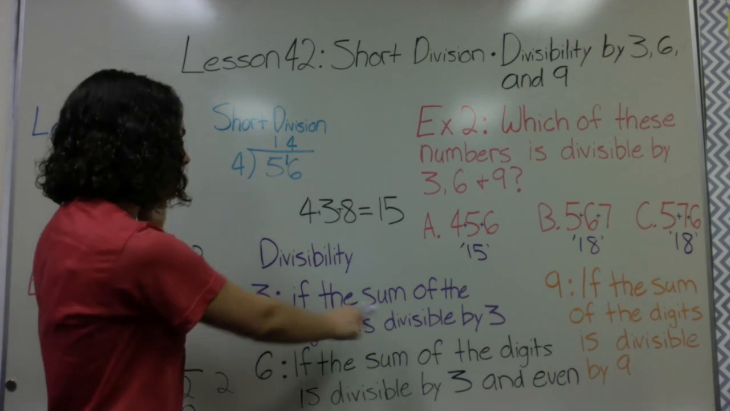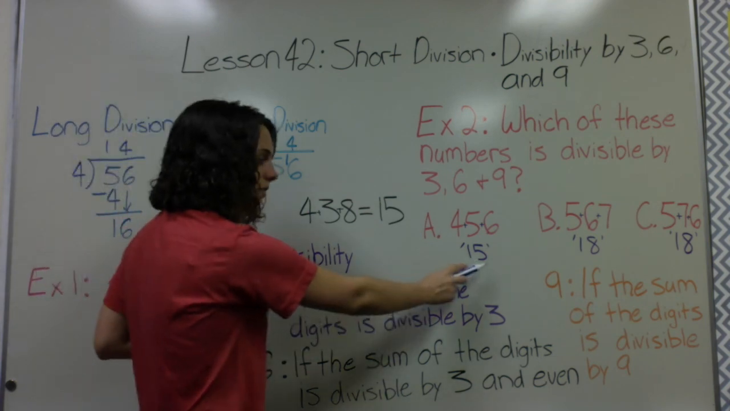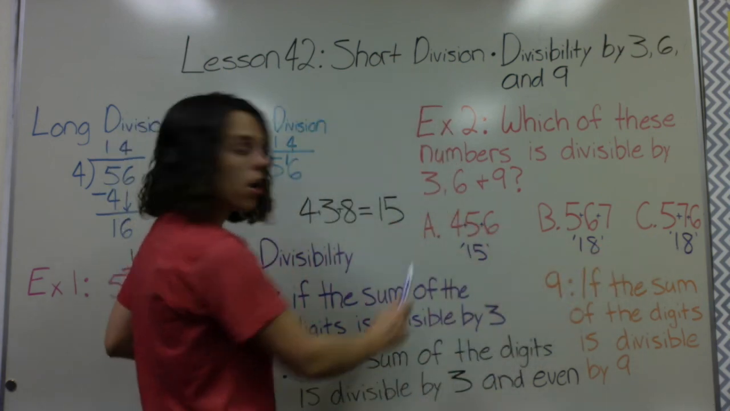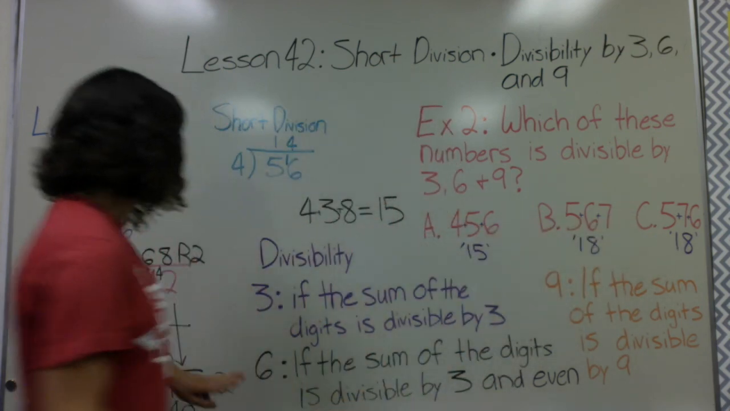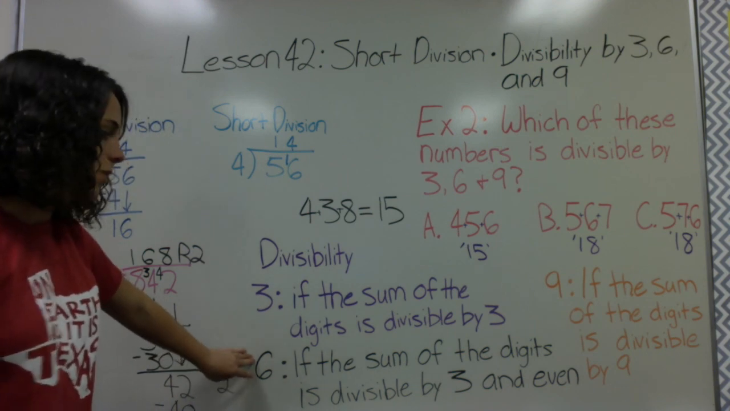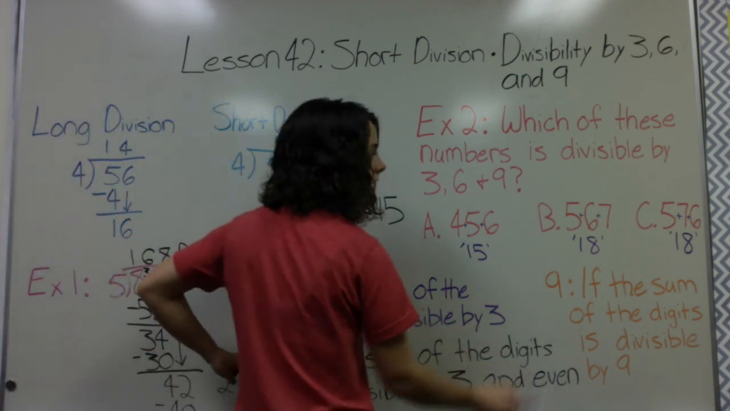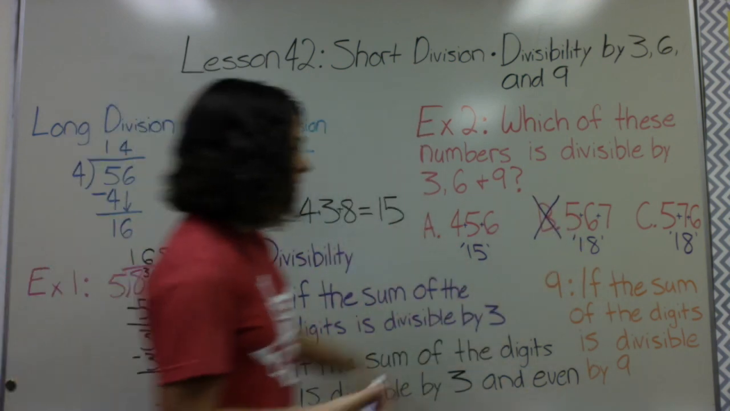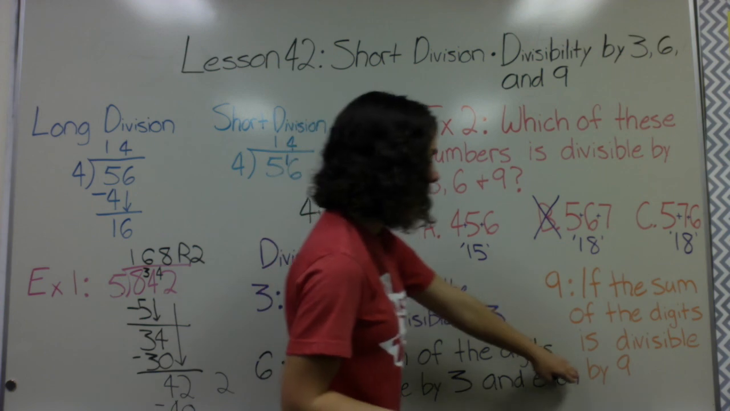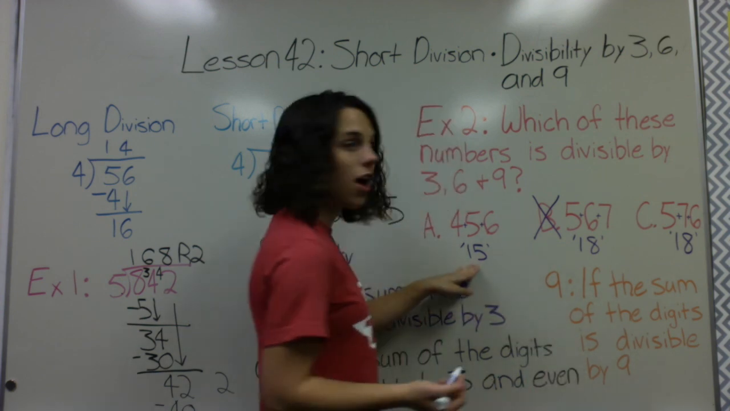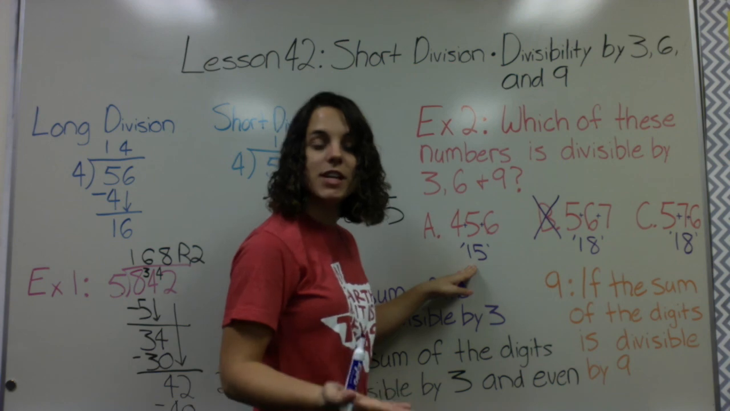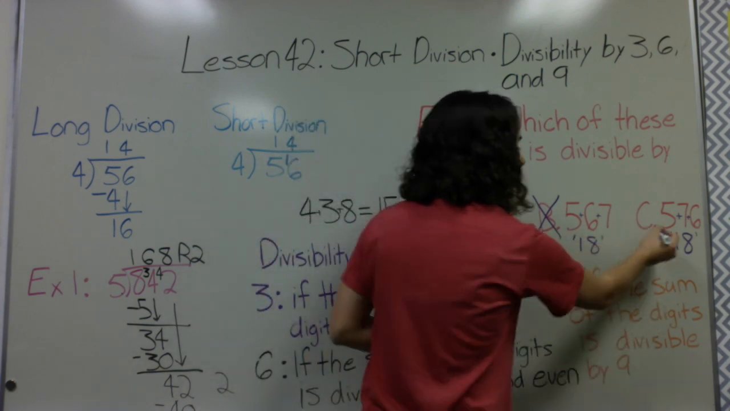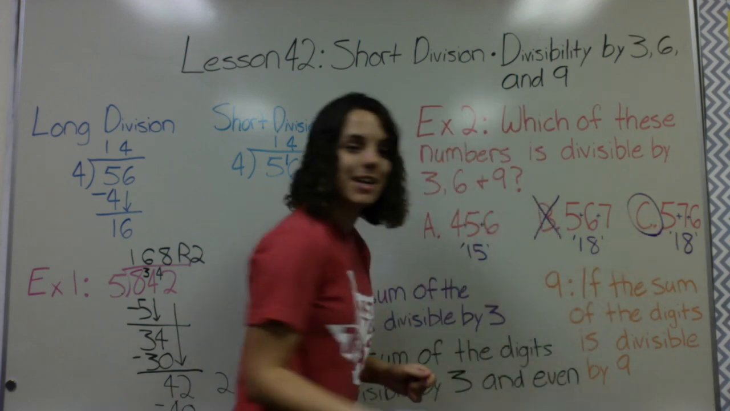Now, for 3, the sum of the digits is divisible by 3. 15 is divisible by 3. 18 is also divisible by 3. So far, all of these are divisible by 3. Let's check for 6. If the sum of the digits is divisible by 3 and even, okay, that knocks out B because B is not even. Now let's check for 9. If the sum of the digits is divisible by 9. 15 is not divisible by 9. I cannot do 15 divided by 9 without having a remainder. But 18 I can. So that means C is my correct answer.